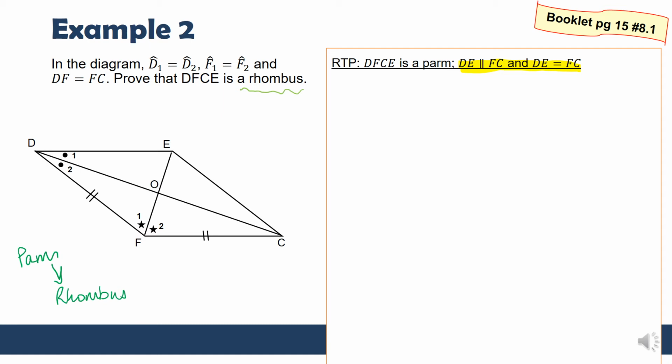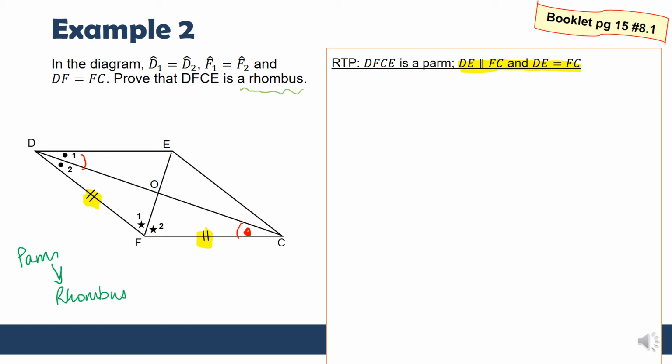So I've got two equal sides, and you should be starting to see that that means that I can use angles opposite equal sides. So that means this angle, OCF, is equal to D2. And because D1 is equal to D2, that means that that angle I just identified is also equal to D1.